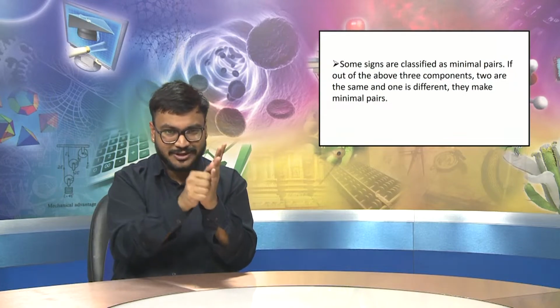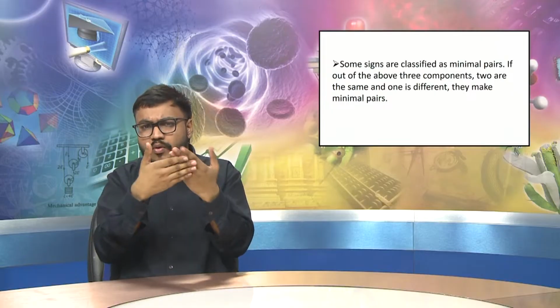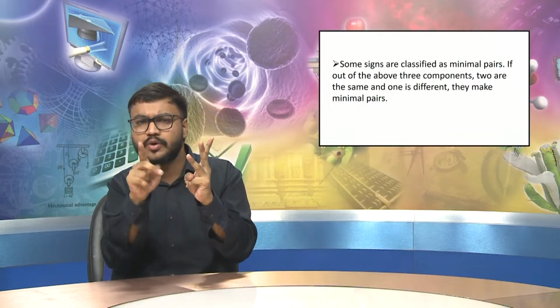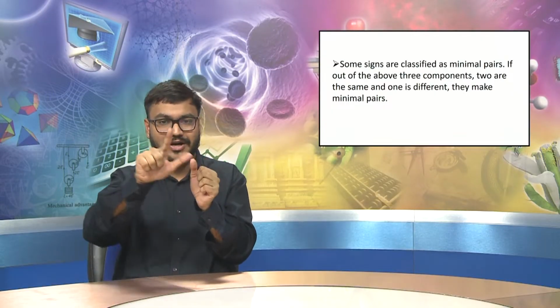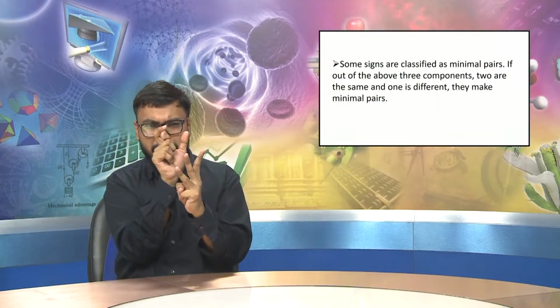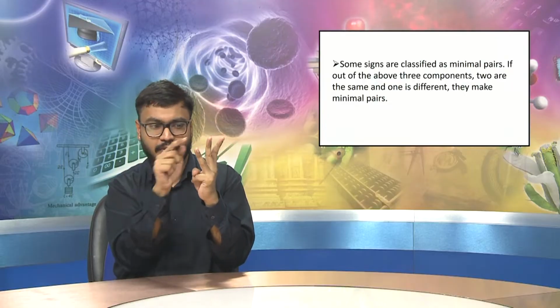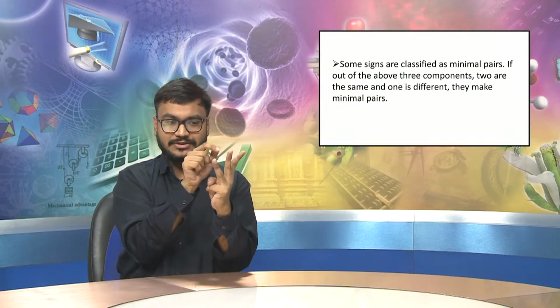So some signs are classified as minimal pairs. If out of the above three components, two are the same and one is different, they make minimal pairs.